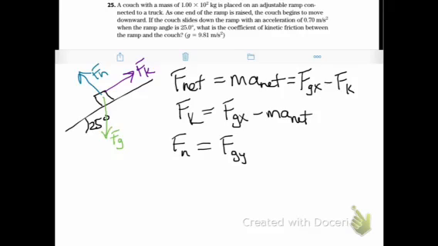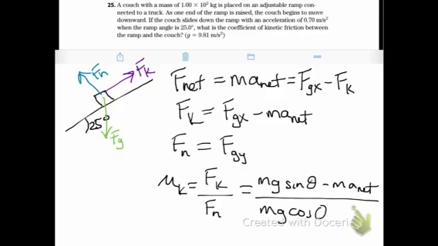Now that I have F of k and F of n, what we're going to do is put together our coefficient expression. Our coefficient of kinetic friction is the force due to kinetic friction divided by our normal force. We're now going to go ahead and substitute in our two expressions above for F of k and F of n. When we substitute them, I'm going to go ahead and expand out F of g to be represented as mass times the acceleration due to gravity. So you'll see here we have mg sine theta minus ma net divided by mg cosine theta.